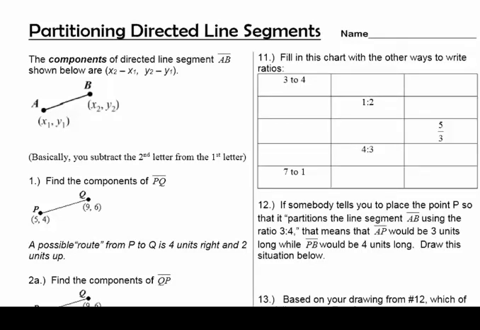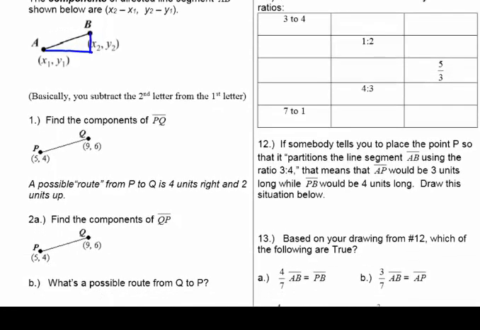And you can see that the difference of the x's, so this distance, is the x value component of the ordered pair. And then the difference of the y's is the y value, or the y component, of that directed line segment. Okay, and so again, we're just subtracting the first coordinate from the second coordinate to get those components. Okay, so for number 1, we want to find the components of segment PQ.